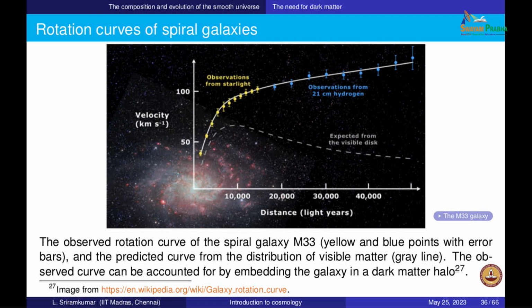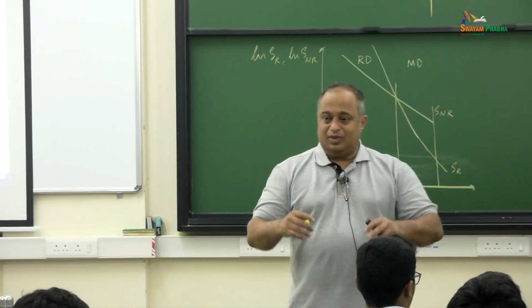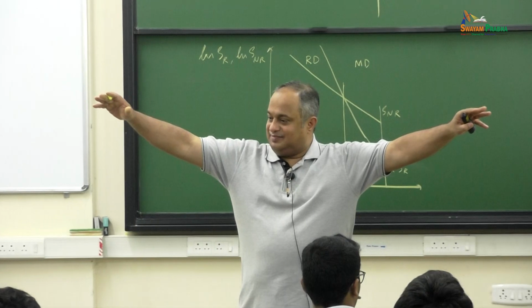In the universe, there is ordinary matter that you and me are made of, but there is also something called dark matter. One of the simplest ways of convincing yourself of this requires only Newtonian physics and nothing more. Search on Google: rotation curves of spiral galaxies.